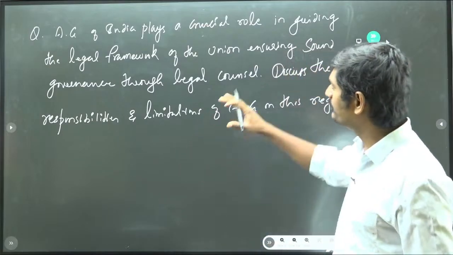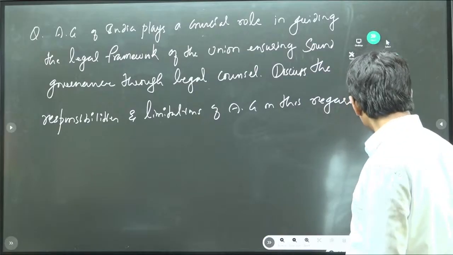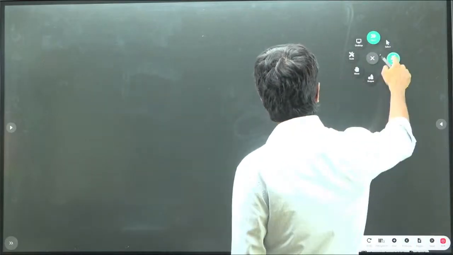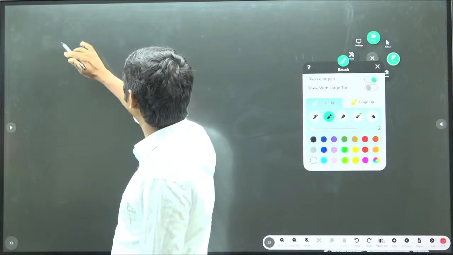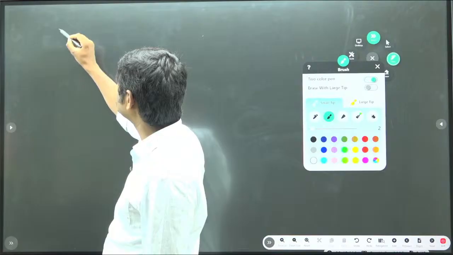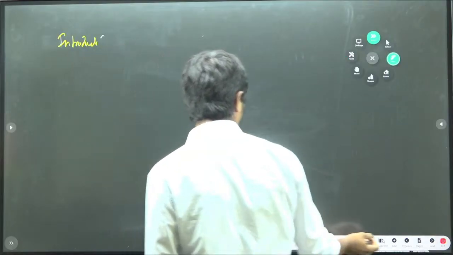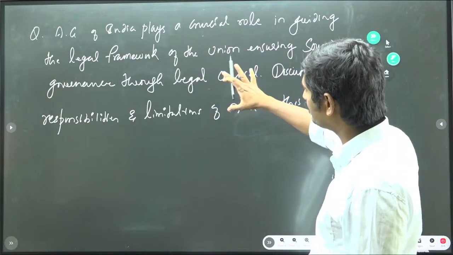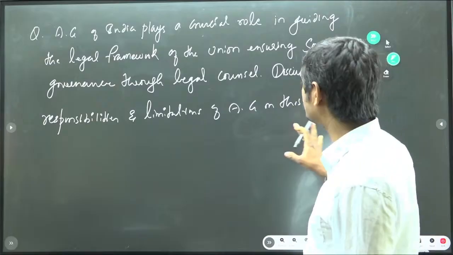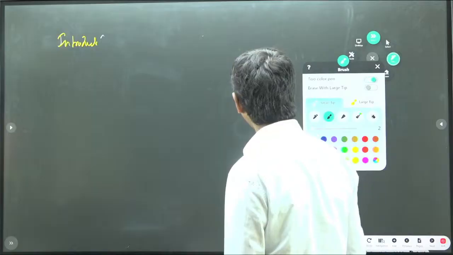So the Attorney General of India plays a crucial role in guiding the legal framework. First of all, who is the Attorney General? We need to write an introduction regarding this particular question. Attorney General of India plays a crucial role in guiding the legal framework of the Union, ensuring sound governance through legal counsel, right? So you can write about the Attorney General.